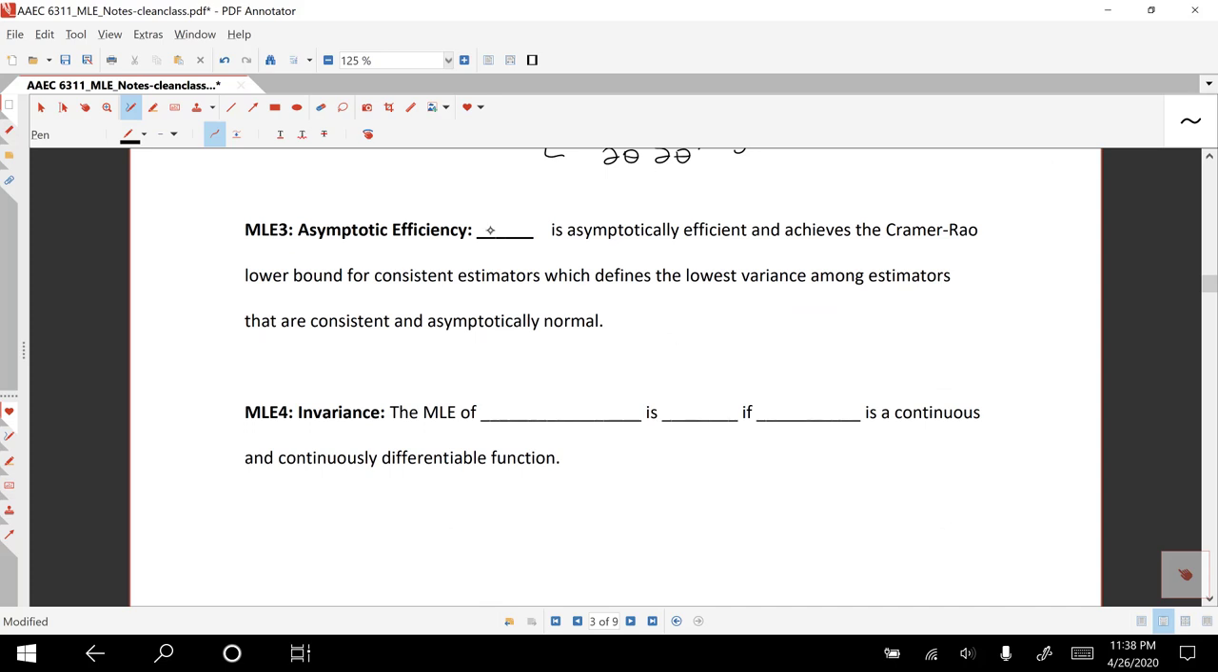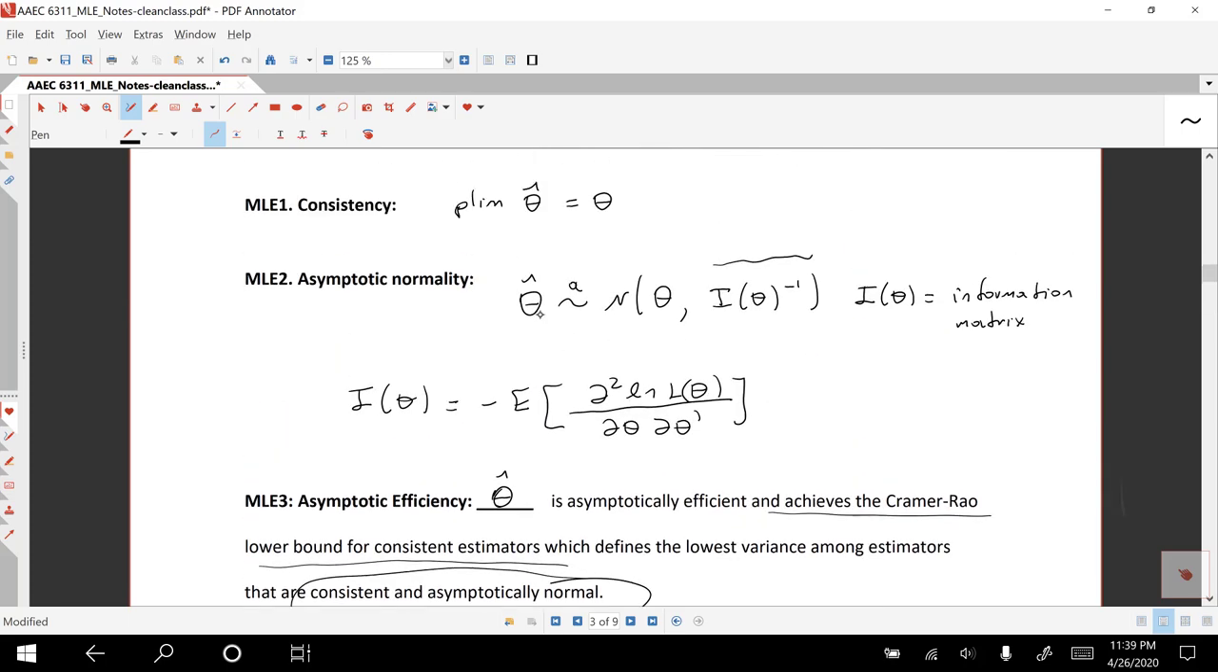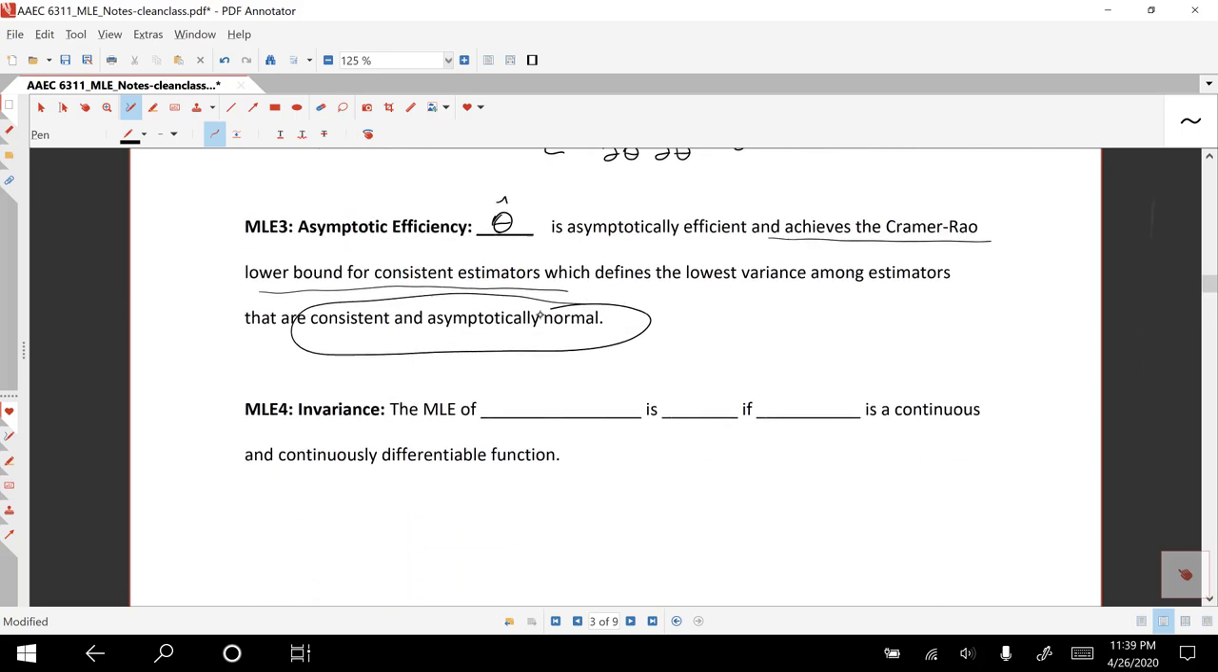Asymptotic efficiency. The MLE estimator is asymptotically efficient and achieves the Cramér-Rao lower bound for consistent estimators, which defines the lowest variance among estimators that are consistent and asymptotically normal. This defines the efficiency property. Remember, the concept of efficiency is relative to other types of estimators. Here, the estimators that MLE is compared to are any estimators that are both consistent and asymptotically normal. So we have consistency, asymptotic normality, and asymptotic efficiency.